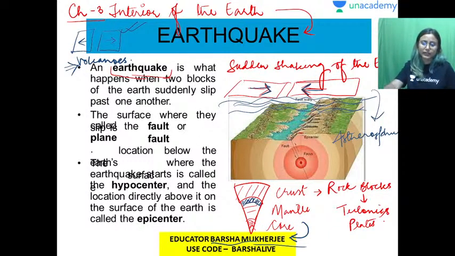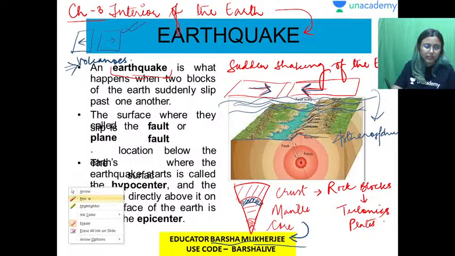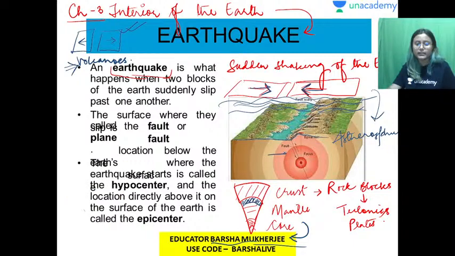So for example, you can see this is the surface of the earth. Along this line earthquake has taken place, right? Just a minute, I'll just clear it out so that you can see it clearly. Okay, so along this line two plates have collided, so this is called the fault plane, and this region where the actual earthquake started from is known as focus or hypocenter.